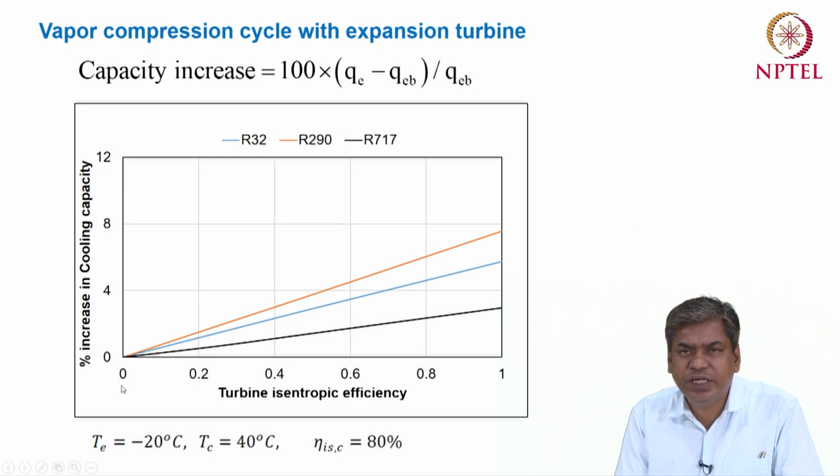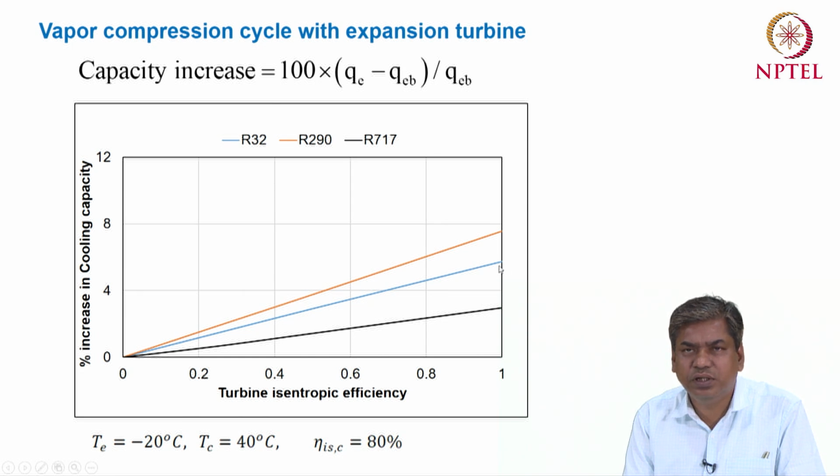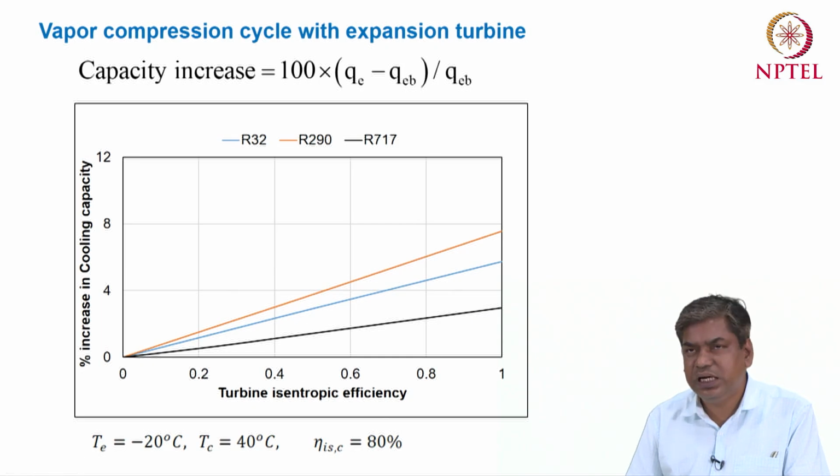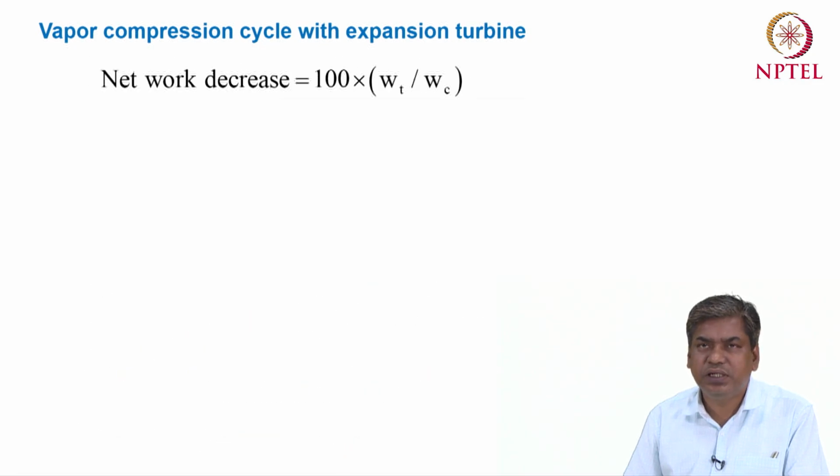Okay, so based on this data, we can say that by using ammonia, we can get about 3% improvement of cooling capacity. By using R32, we can get about 6% improvement of the cooling capacity maximum, and by using R290, we can get about 80% improvement of the cooling capacity. Now we can see how much the net work input can be decreased by using the expansion turbine. Okay, so the decrease of net work can be defined by this equation.